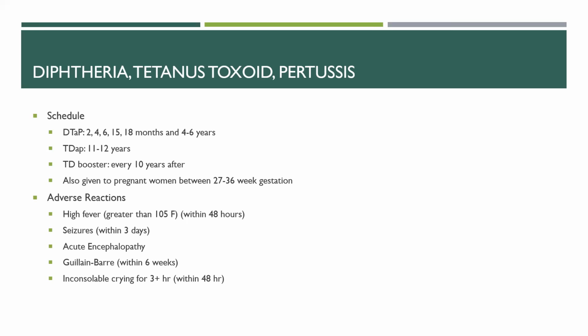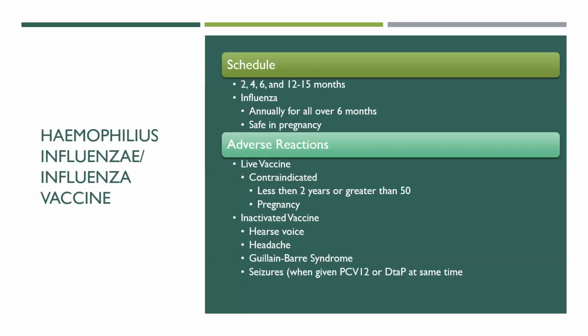Adverse reactions to this vaccine in particular is a high fever greater than 105 degrees Fahrenheit that can develop within 48 hours, seizures which can develop within 3 days, acute encephalopathy, Guillain-Barré, which develops within 6 weeks, and inconsolable crying for about 3 hours that can happen within 48 hours of getting the vaccine. Then we have our Haemophilus influenzae, our influenza vaccines as well.